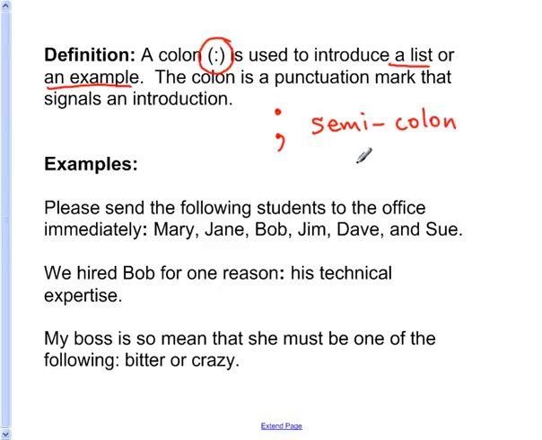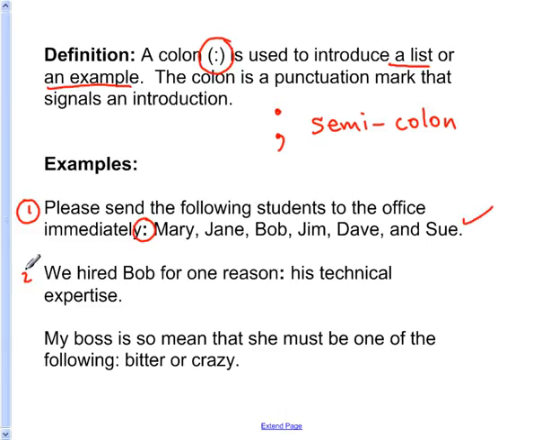And semicolons act as periods. Let's look at a few examples. The first example is an example of a colon which signals the introduction of a list. Please send the following students to the office immediately: Mary, Jane, Bob, Jim, Dave, and Sue.